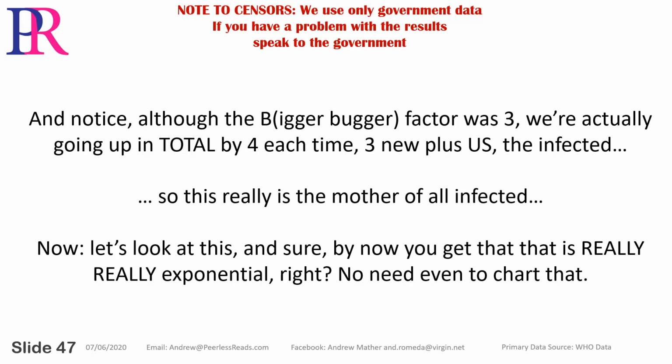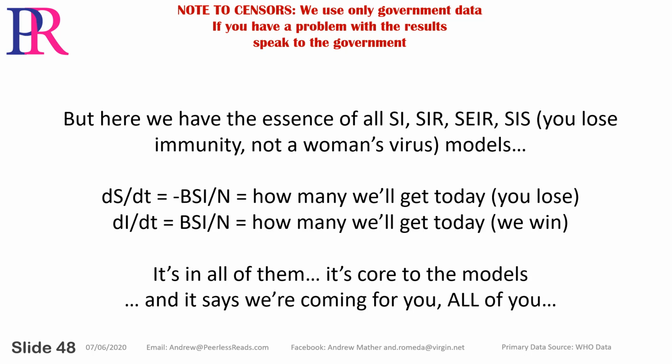Now let's look at this, and sure, by now you get that it really is exponential, right? No need even to chart that. But here we have the essence of all SI, SIR, SEIR, SIS (you lose immunity) models. dS/dt equals minus bSI over N. How many will get infected today? You lose. dI/dt equals bSI over N. How many will get infected today? We win. It's in all of them. It's core to the models, and it says we're coming for you, all of you.